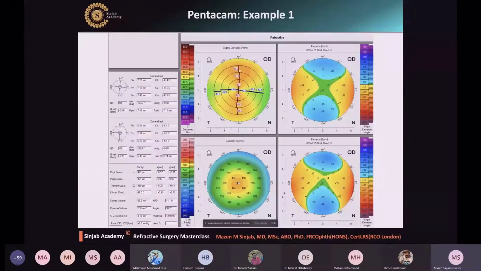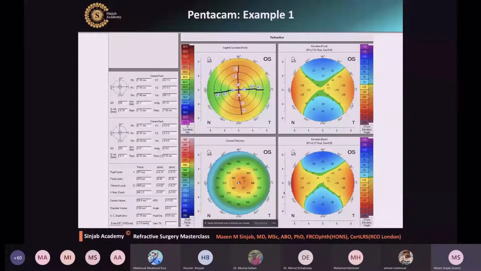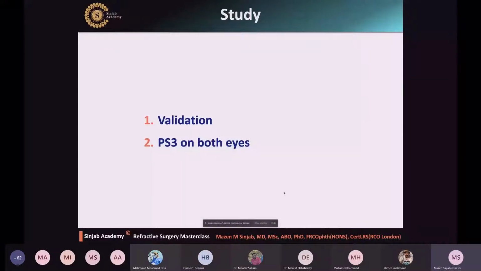This is a case of a patient. This is the right eye, and this is the left eye. The patient is coming for refractive surgery. Great. So step number one is validation and exclusion of false findings. Step number two is application of PS3 on both eyes.